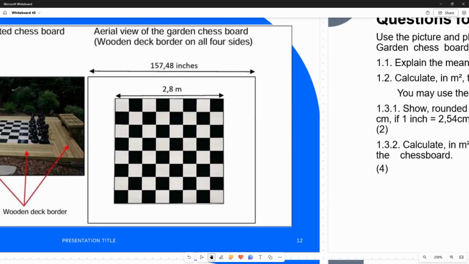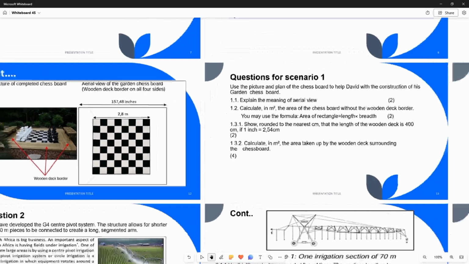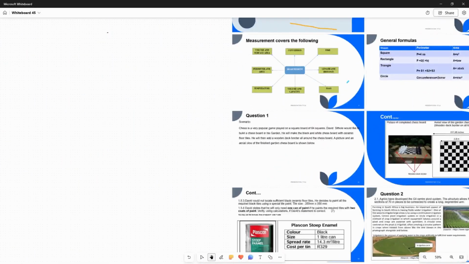Calculate in square meters the area of the chessboard. The area of the chessboard without the wooden deck. You may use the formula: area of a rectangle is length times breadth. Let's come to this. This is the chessboard. Only one side is given. It means it's a square. So how are we going to calculate that? Let me go and show you there.